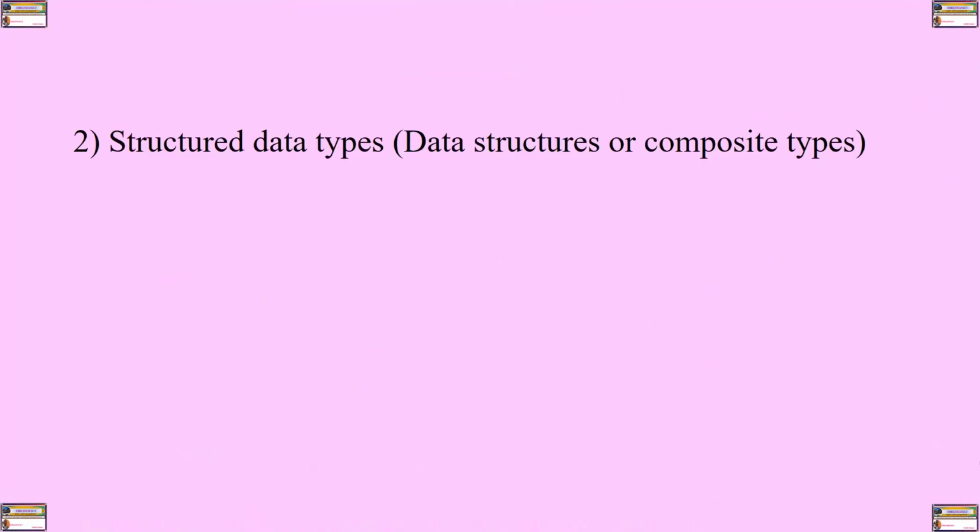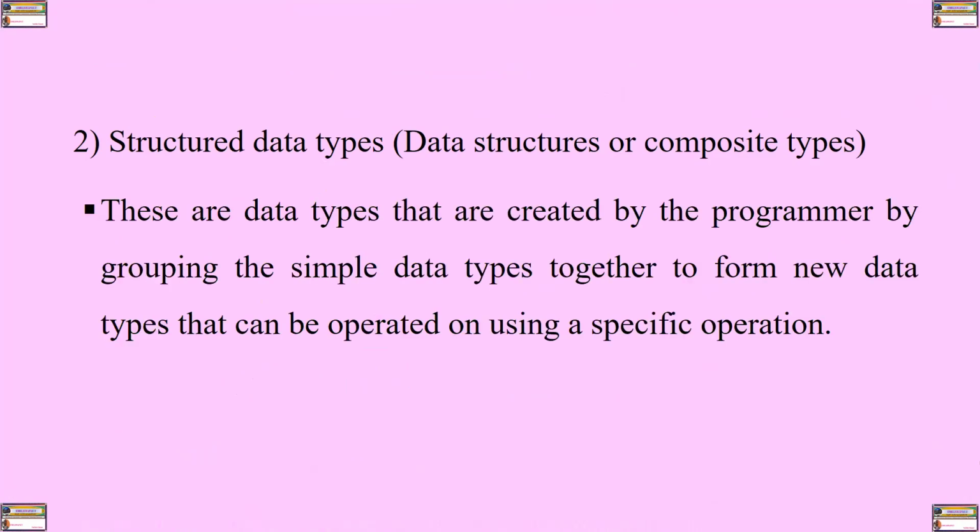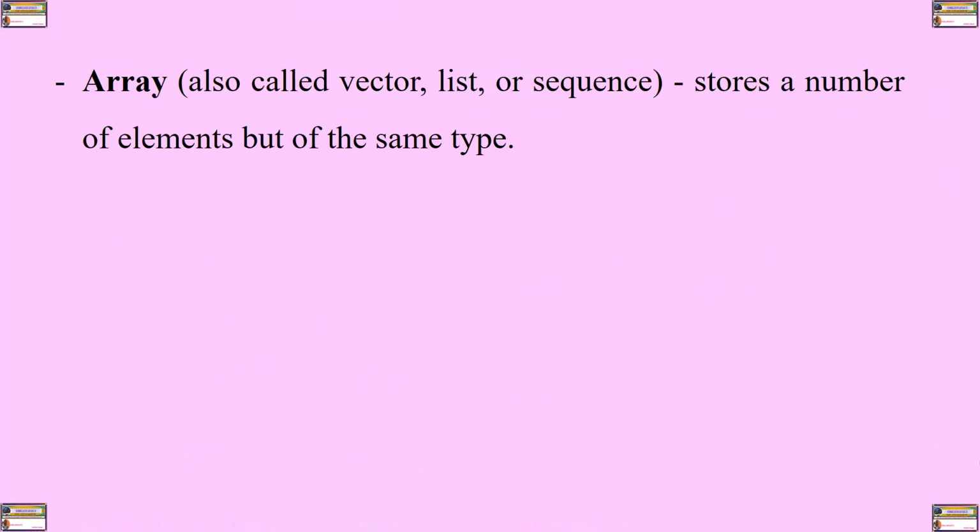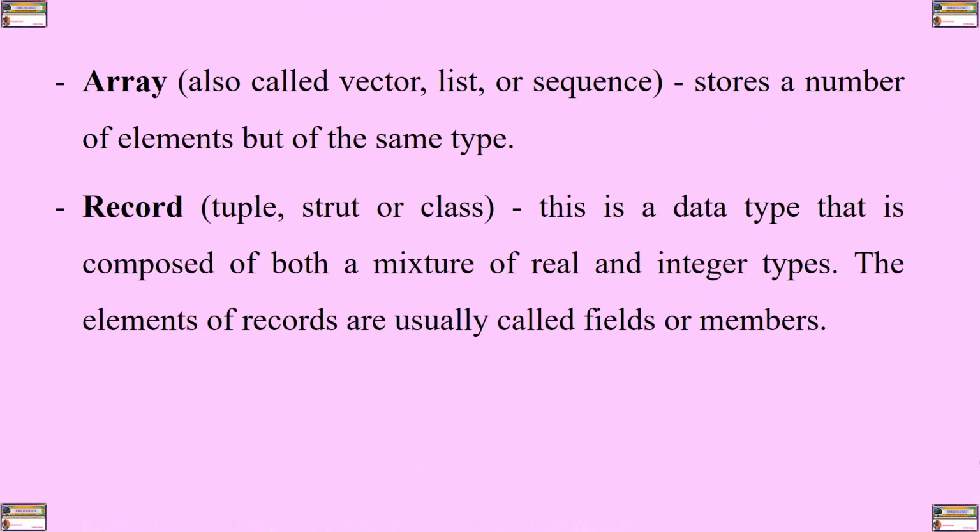The other category of data types is structured data types. They are also called data structures or composite types. These are the data types that are created by the programmer by grouping the simple data types together to form new data types that can be operated on using a specific operation. They include the array, also called vector, list, or sequence. It stores a number of elements, but of the same type.